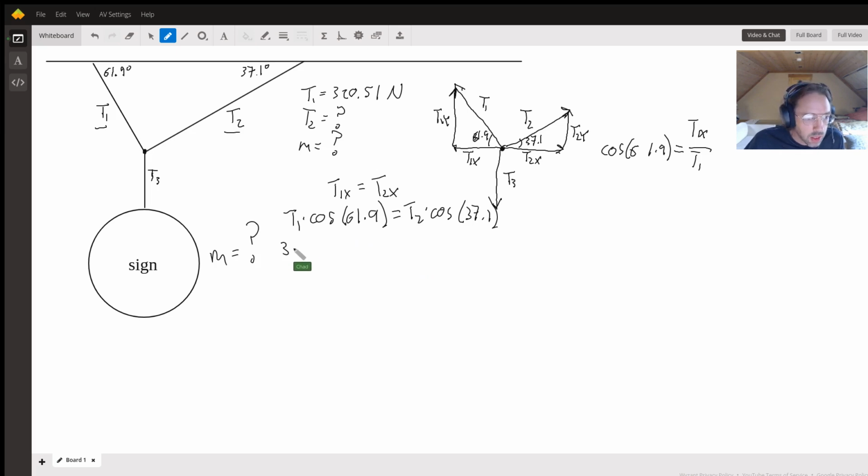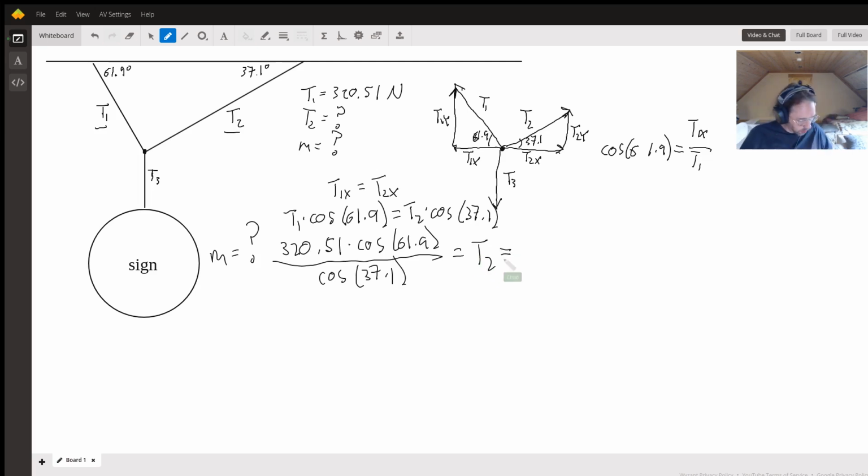T1 we're given is 320.51. So we can solve for T2 now with everything else filled in. Put that in the calculator, we get 189.27 newtons. This problem also asks you about the mass of the sign. So if we can figure out T3, which is the weight, then we can get the mass.